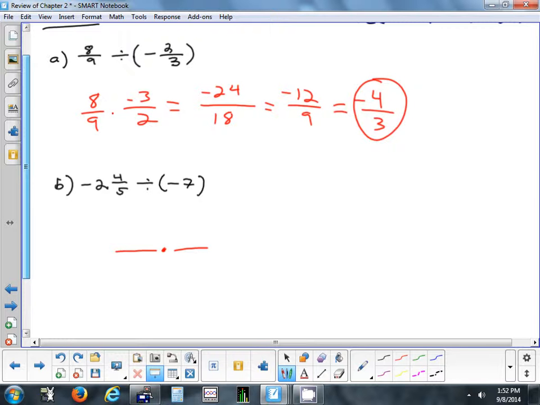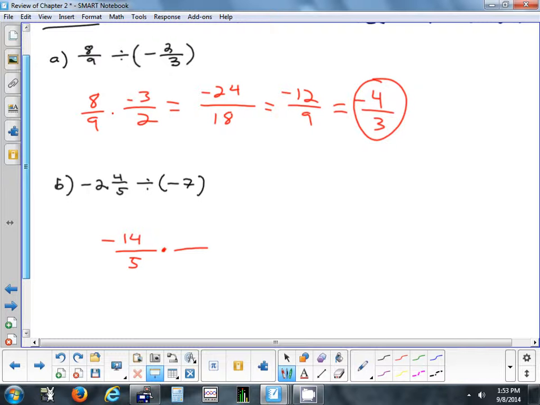Okay, so the next one is almost the same thing, but we have to start by changing this mixed number to an improper fraction. How do you change a mixed number to an improper fraction? Isaiah? Don't you multiply them together? Multiply what? The 2 and the 5? Yep, 2 times 5 is 10, and then plus the 4, which is 14. So what do I do with the 14? You put that at the top, and the 5 would be the denominator. And don't forget, it was negative, still negative.